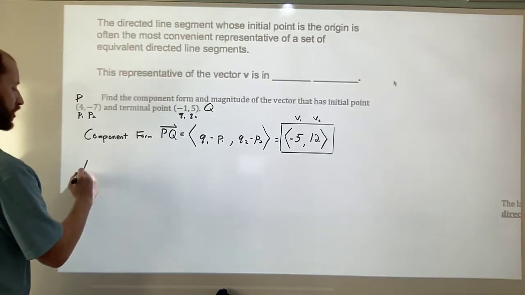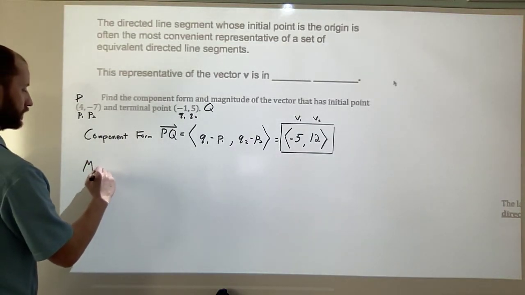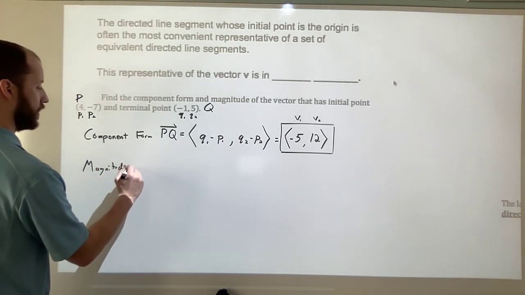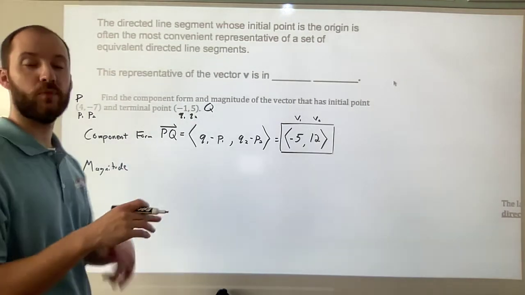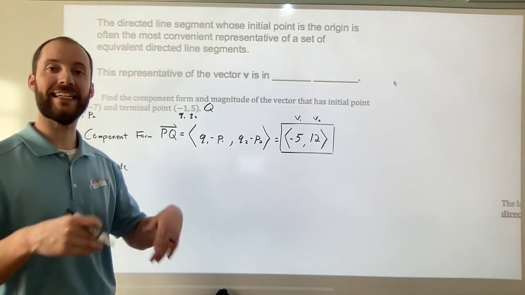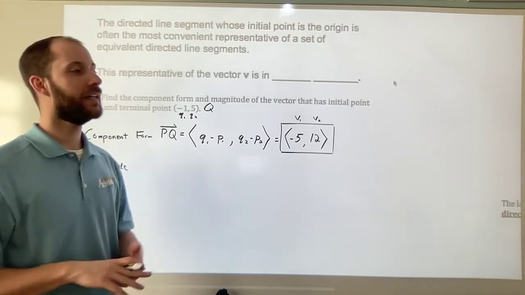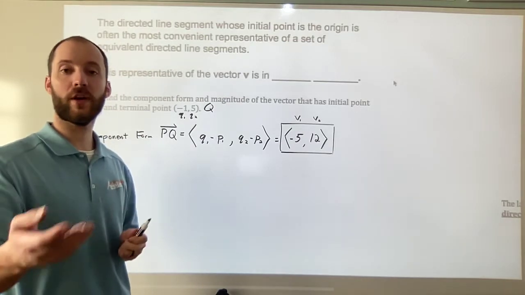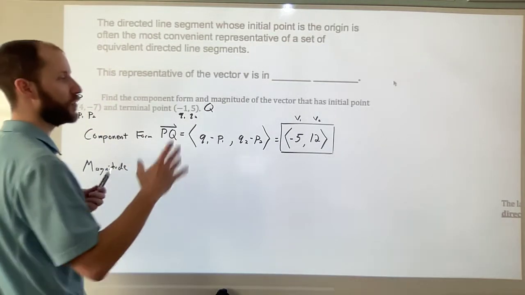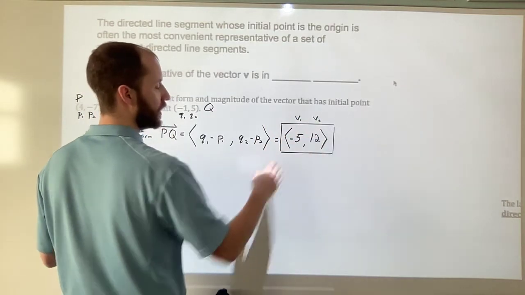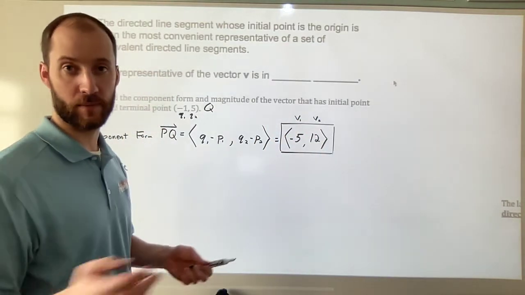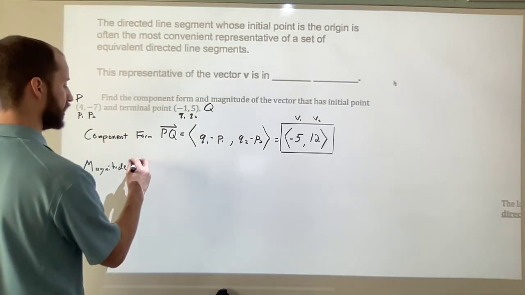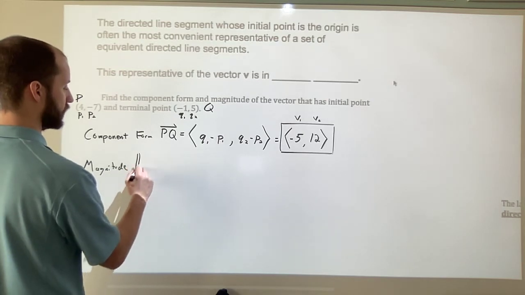So to find magnitude also, remember, magnitude is representing the length of the vector in the plane. So when we're finding length, we want to use distance formula or Pythagorean theorem. And if you already have component form, you can just use Pythagorean theorem. Kind of simpler, but you get the same results. So magnitude, we do double absolute value bars.